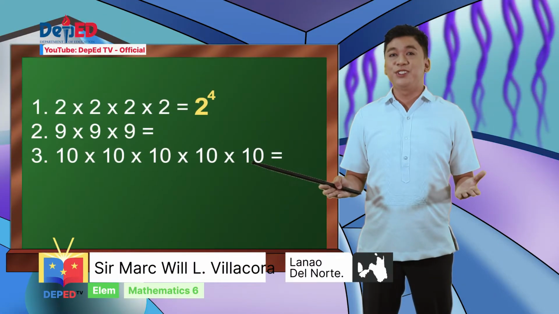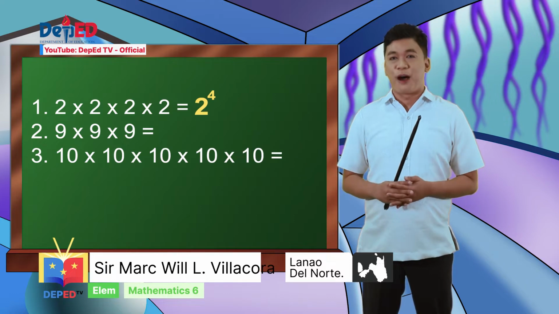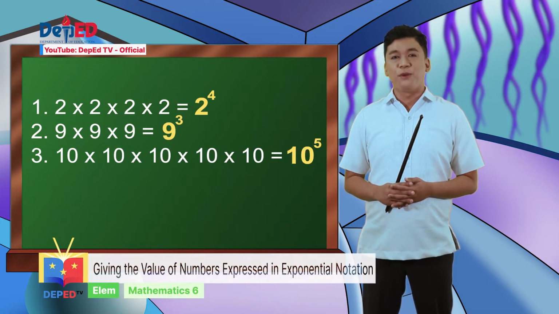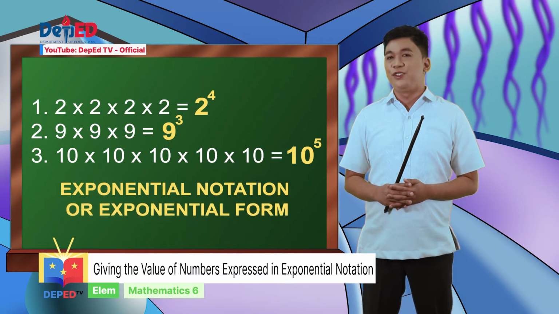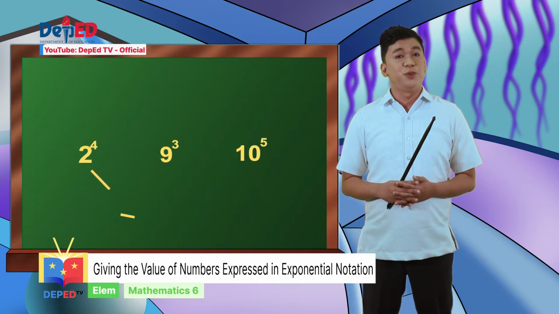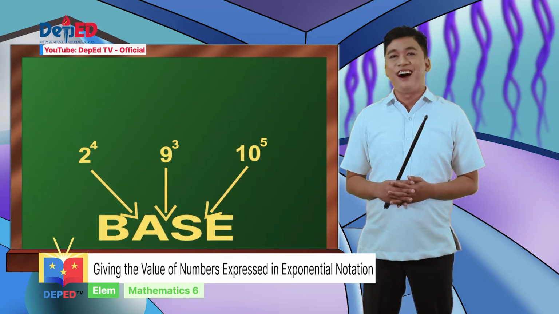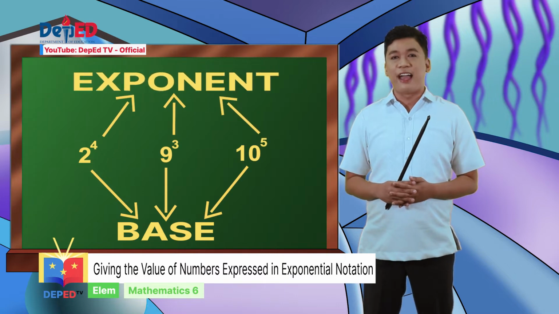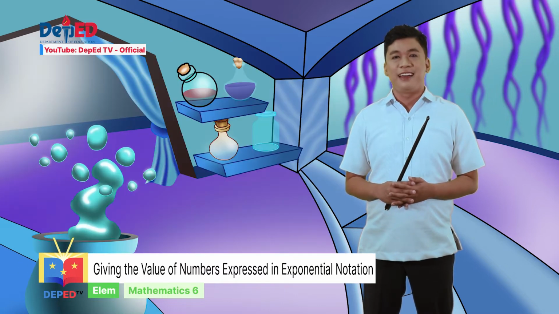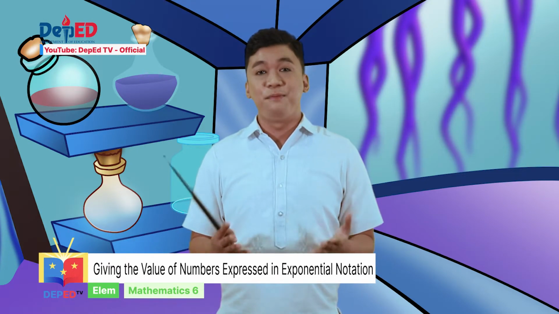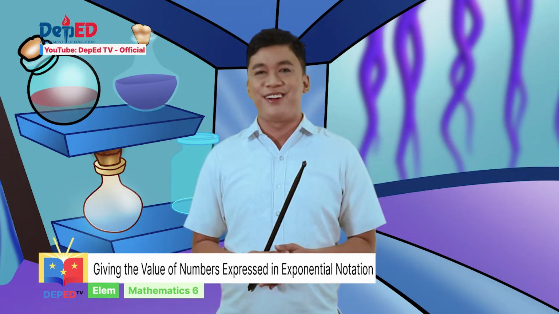The expressions 2 raised to the 4th power, 9 cubed, and 10 raised to the 5th power are called exponential notations or exponential form. The numbers 2, 9, and 10 are called the base, and the numbers 4, 3, and 5 are called the exponent. The exponent tells us how many times the base is used as a factor.